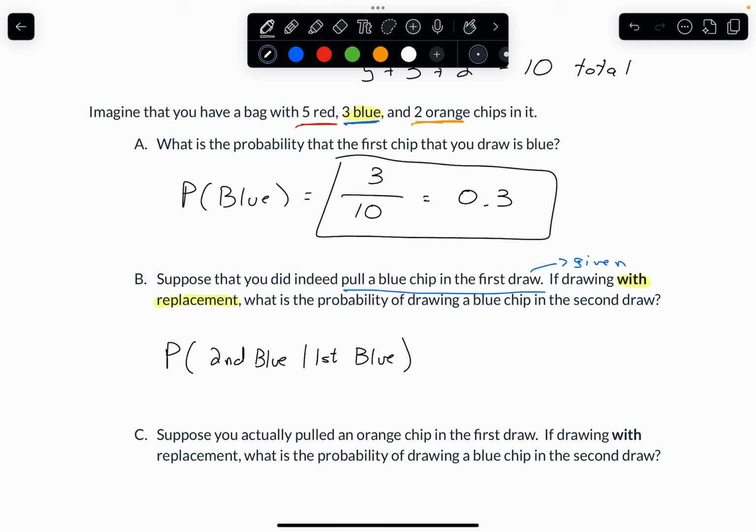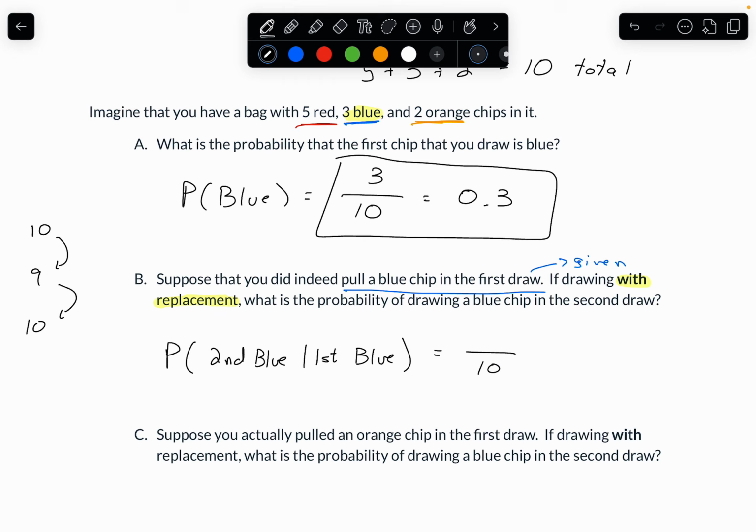Now, when we talk about with replacement, what that means is I take a chip out of the bag, I look at it, I note its color, and then I put it back into the bag. I can choose the same chip twice. So if you think about what's going on here, you've got 10 chips total, you take one out, there are 9 chips remaining. But before I take another one, I put that chip back. So that means that there's 10 in total. So I'm actually working with the exact same sample size that I did before.